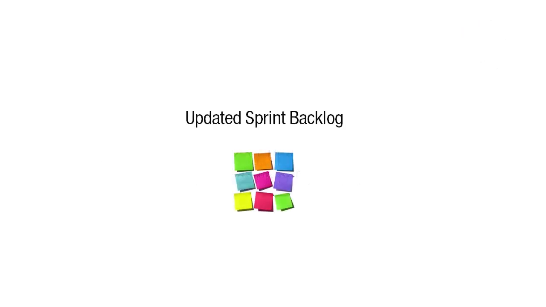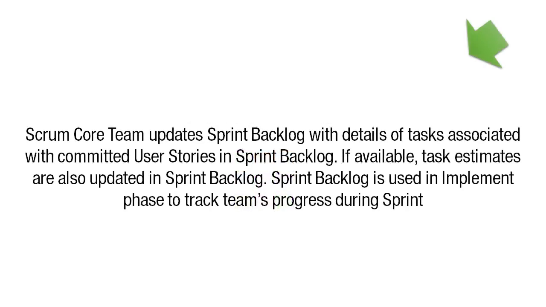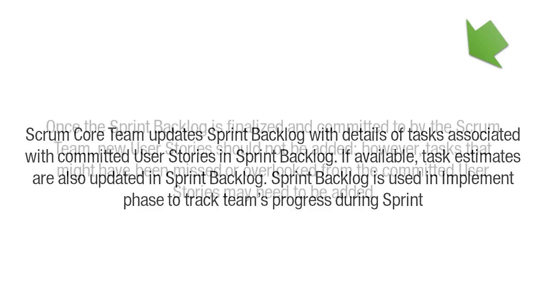Let's look at updated sprint backlog. The Scrum core team updates the sprint backlog with details of the tasks associated with the committed user stories in the sprint backlog. If available, task estimates are also updated in the sprint backlog. The sprint backlog is used in the implement phase to track the team's progress during the sprint.